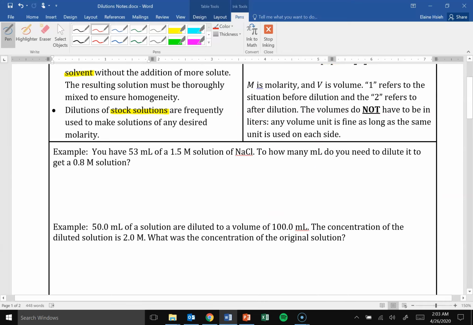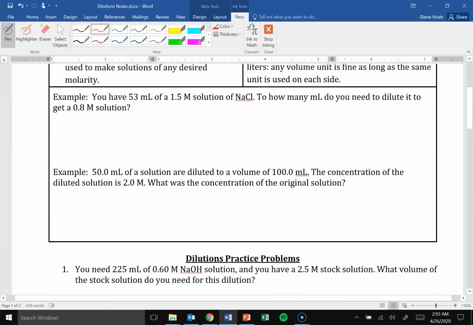Let's do a couple examples. The first example says you have 53 milliliters of a 1.5 molar solution of NaCl. To how many milliliters do you need to dilute it to get a 0.8 molar solution?